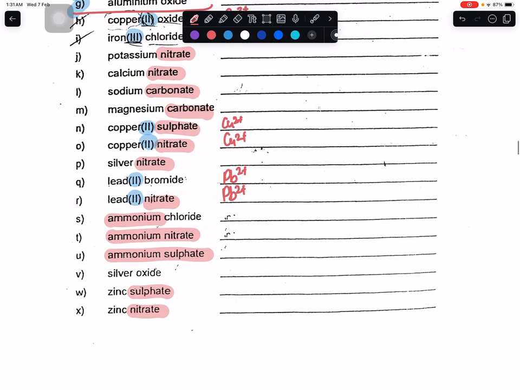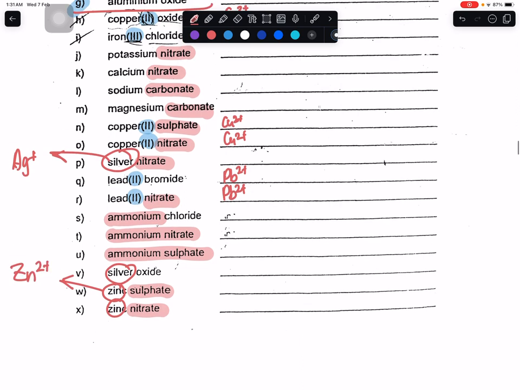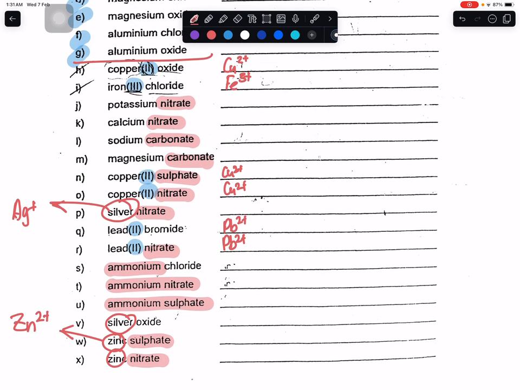Apart from that, there are 2 more things that I need to tell you about silver and zinc. Silver will always be Ag plus, and zinc will always be Zn2 plus. These are 2 ions whose charge you must memorize, as they will not give it to you. At this point in time, let the students try out the questions.